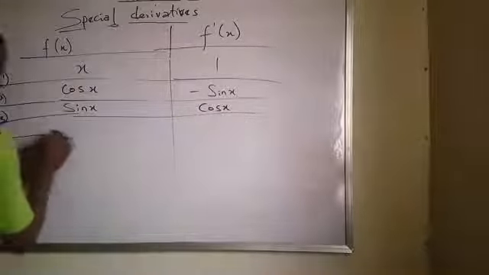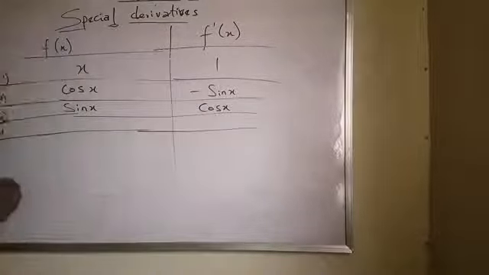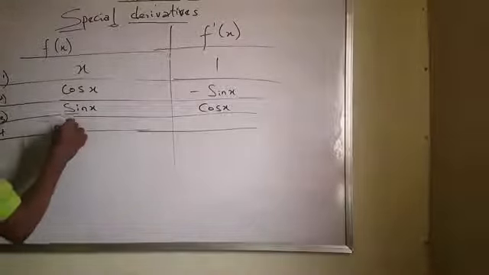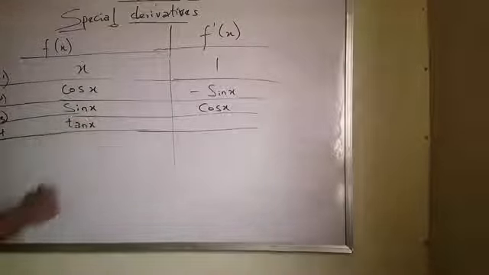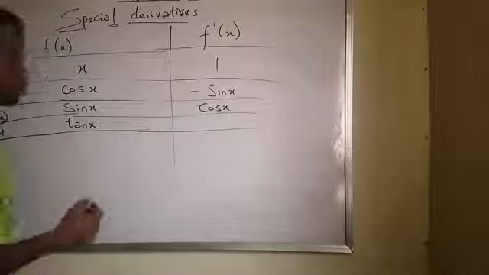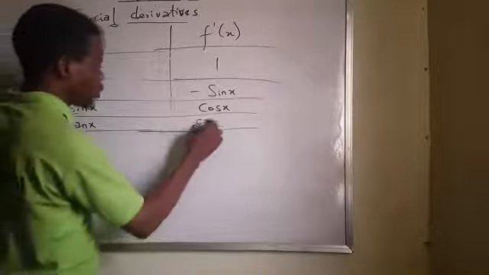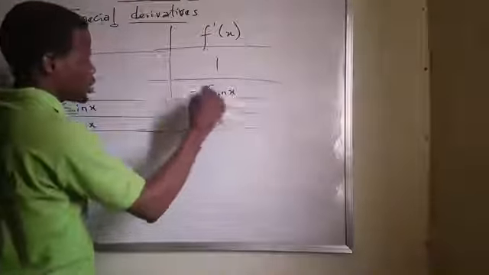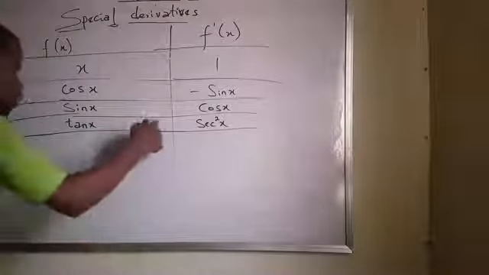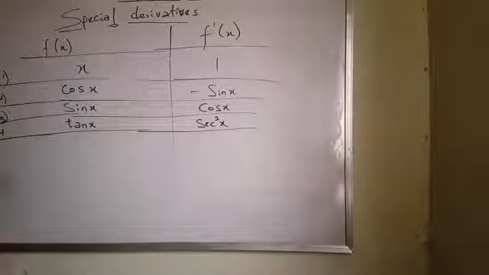4. The derivative of tan x. Yeah, I can show you this. The derivative of tan x will be sec square x. We show this when we are dealing with quotient rule. Yeah, we'll show this. So 4, we have 5.